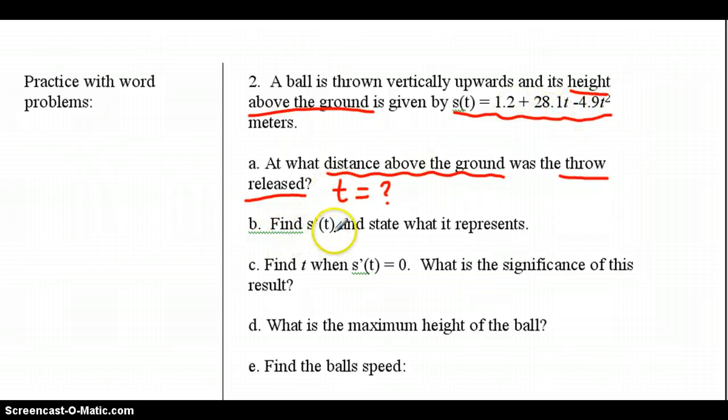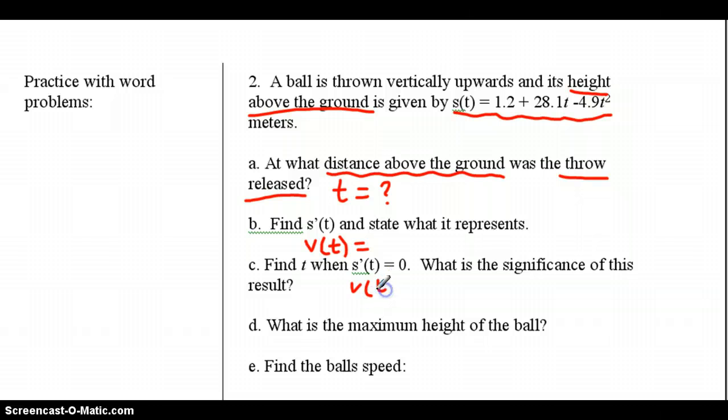Second, find S prime and state what it represents. We just did a word problem with the car, where S prime really is our V, our velocity. So once you guys find the velocity, just a brief explanation. What does that really say about the movement of this ball that's being thrown? And then find T when S prime is equal to 0. So let's consider that for a minute.